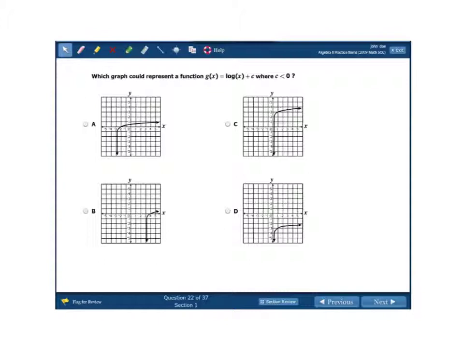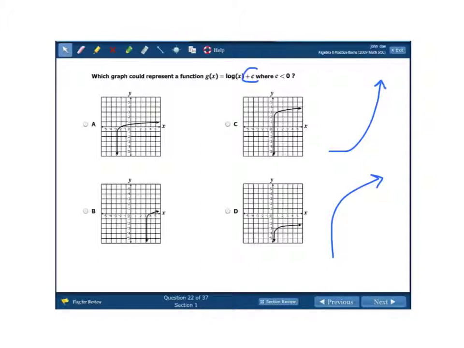This one's nice and fast. Logarithmic graph. It's the inverse of an exponential graph, so instead of going up like this, or like this, it's flipped over and it's going like this. And that's what we're seeing for each of these.